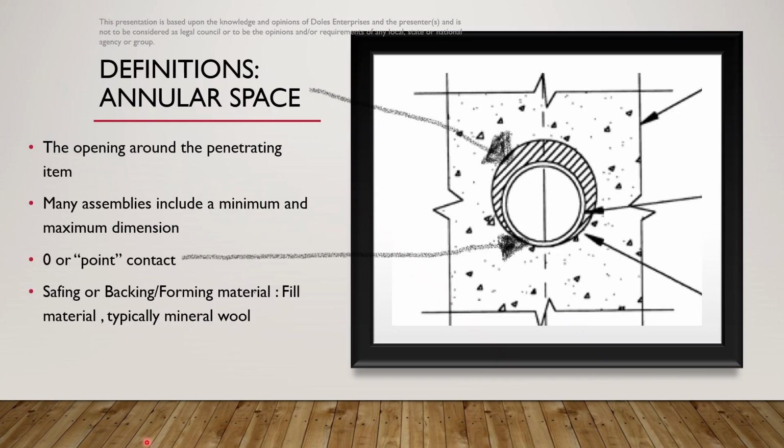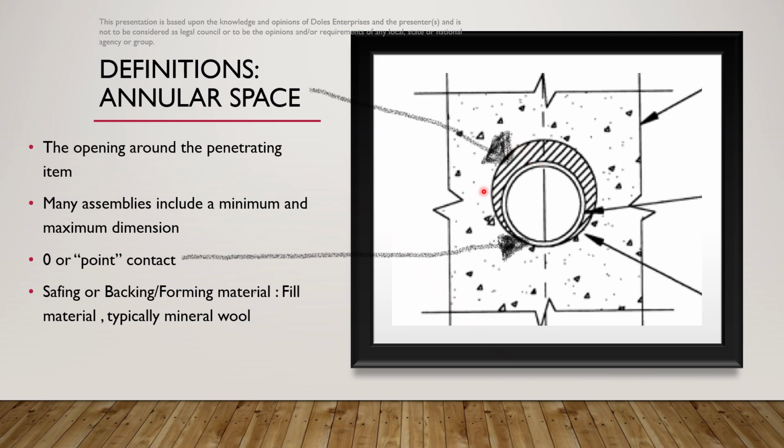So we're going to slow down just a minute and go over a few definitions. As we proceed through looking through UL assembly sheets, we're going to see these kind of words, so we need to make sure we're all on the same page. Let's first start with annular space. The annular space is basically the space between the penetrating item and the wall or assembly.